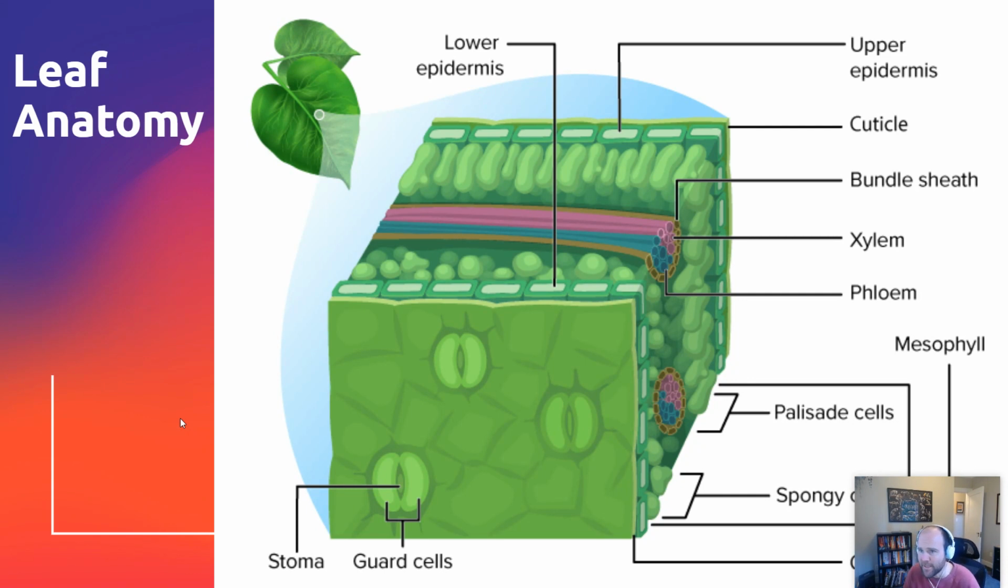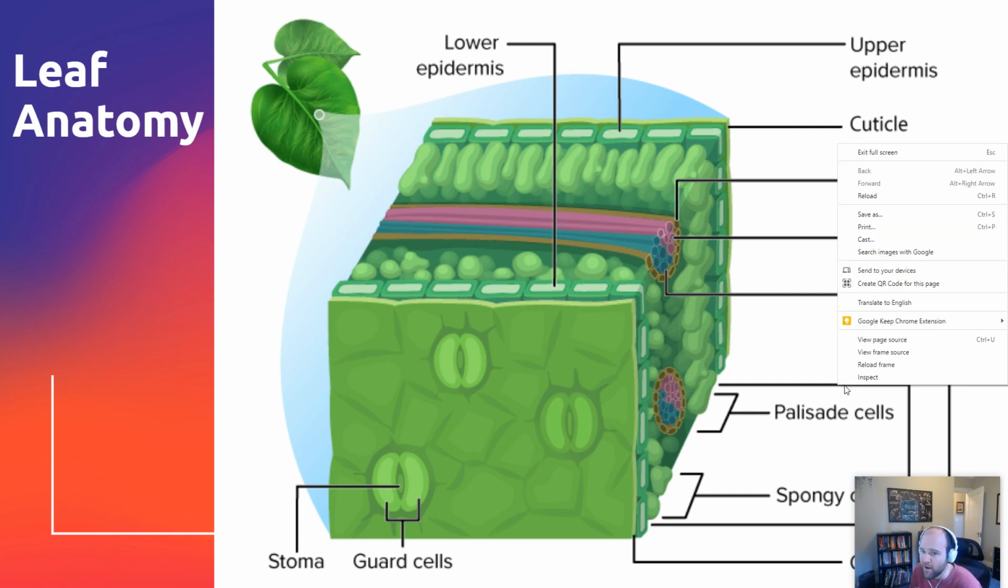So, where is this taking place? Well, if we zoom in on a leaf, you're going to see that the leaf on the top and bottom is protected by a thin, waxy layer called the cuticle. Underneath that is a layer of cells called the epidermis. And then inside of that, the majority of the leaf is cell tissue called the mesophyll. And this is where the majority of photosynthesis is going to take place.